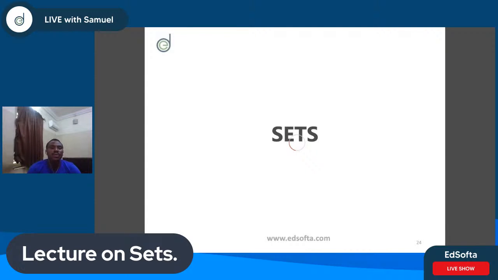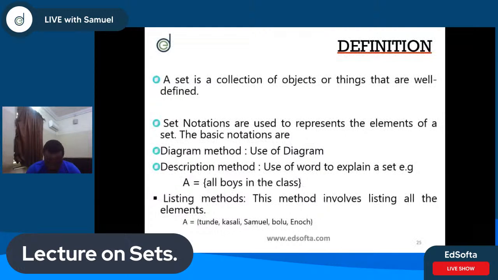And we use sets when we want to start solving problems that have to do with understanding how different sets vary with each other. So how do different sets of things affect other sets? That's where the whole issue of sets comes in. And you can see it now on the screen. Set notations are used to represent. A set is a collection of objects or things that are well defined.